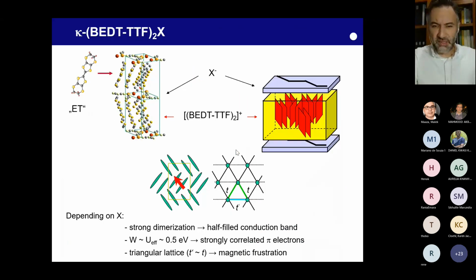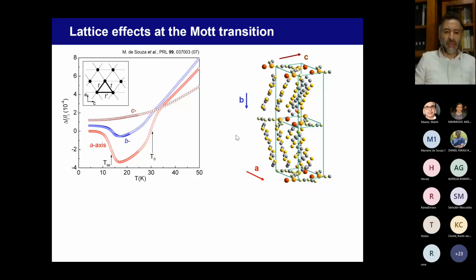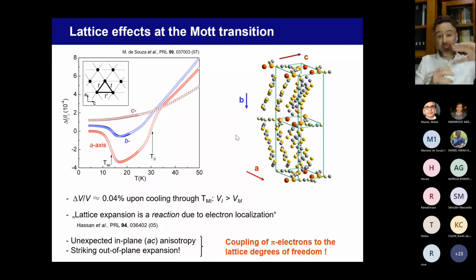Now, I just want to skip the materials, and I want to show you what we have done in the last almost 10 years, or a bit more. We have explored this region of the phase diagram close to the critical endpoint, as well as the region going from metal to insulator. And what we have observed is that upon crossing the Mott transition line, the volume of the insulator is bigger than the volume of the metal. This is a subtle effect, in terms of relative volume change of 0.04%.